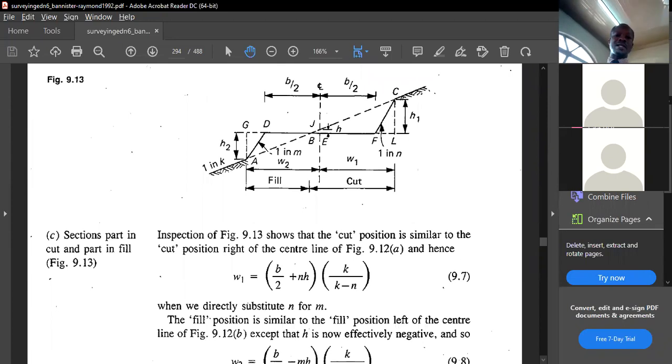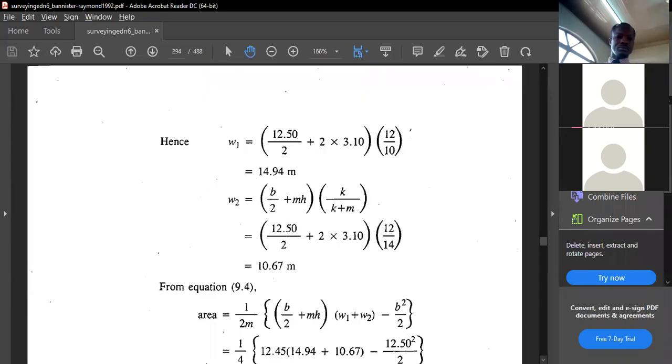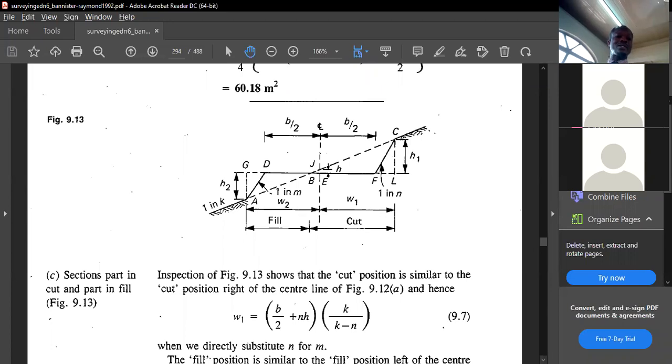And basically, the next one is where you have sections with parts in cut and parts in fill. This one is fill, this is a cut. In this case, you have something looking more like this: I'm going upwards this way. I'll do some embankments here. Then I'll need to cut this part. Then I slope up. So these are side slopes. These slopes are not the same.